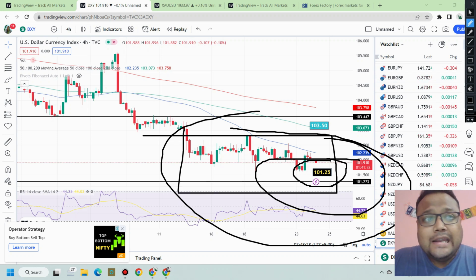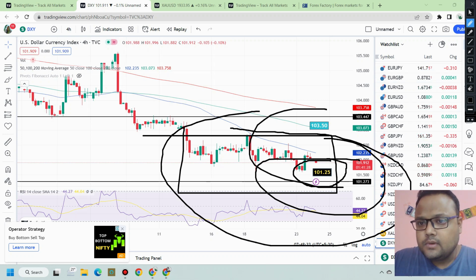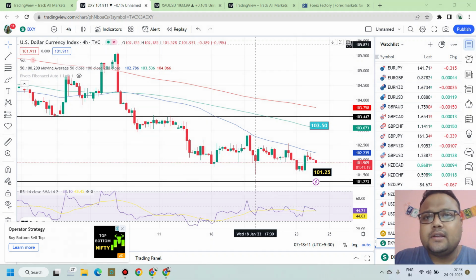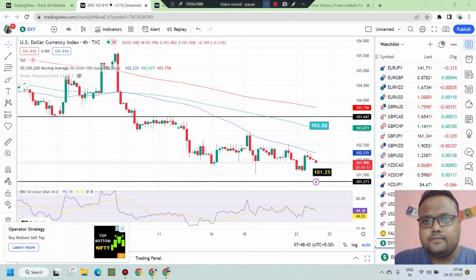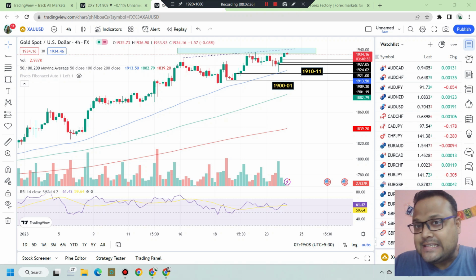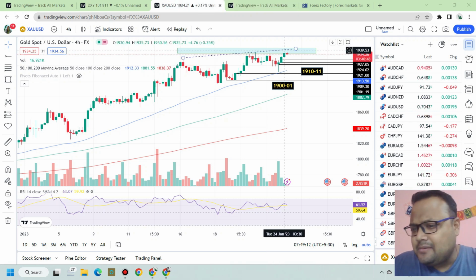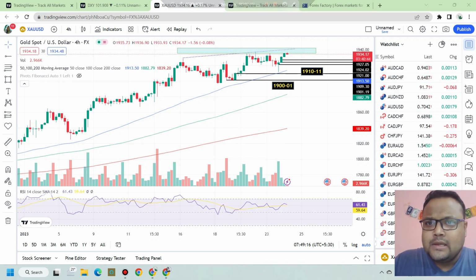As long as DXY will be trading inside this range, we will see kind of a flat market on GBP USD, Euro USD, gold and others. There will not be any significant change in the chart. My dear friend, if you have taken a sell position right now, considering it as a resistance, then I'll say that you can be on the trade, don't need to exit from the position right now.